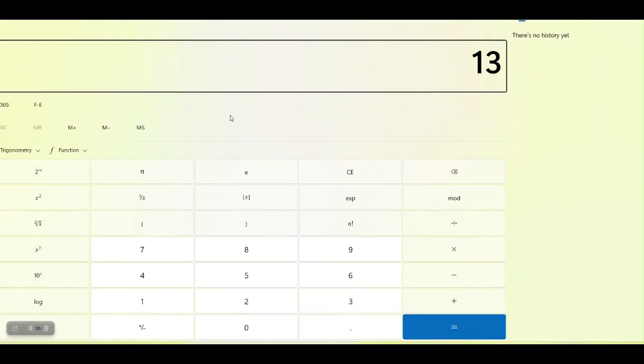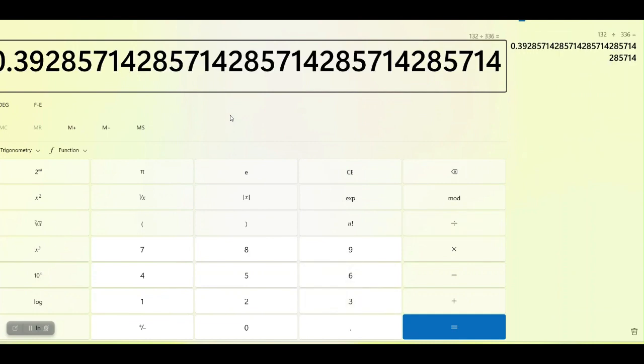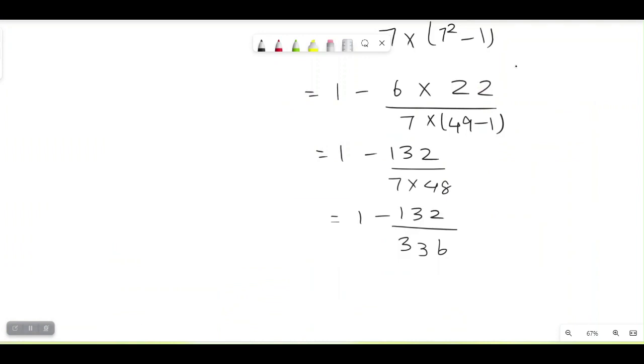We divide 132 divided by 336. You get the answer as 0.39. So this answer is 1 minus 0.39, and when you subtract, you get 0.61. This is how you get your answer.